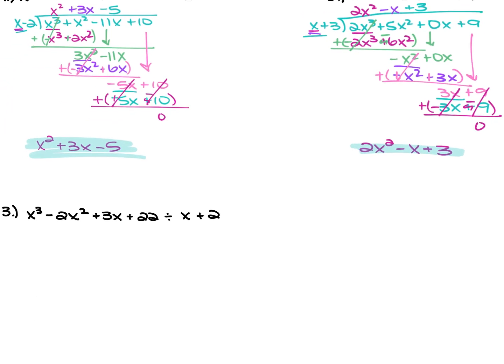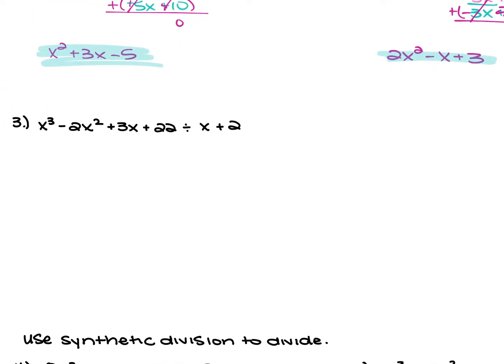For your next one, number 3, you have x cubed minus 2x squared plus 3x plus 22 divided by x plus 2. So that x plus 2 is going to go on the outside. Your x cubed minus 2x squared plus 3x plus 22 goes on your inside.